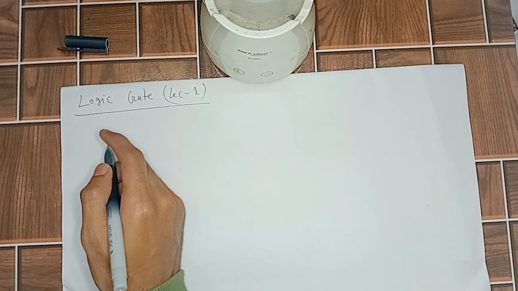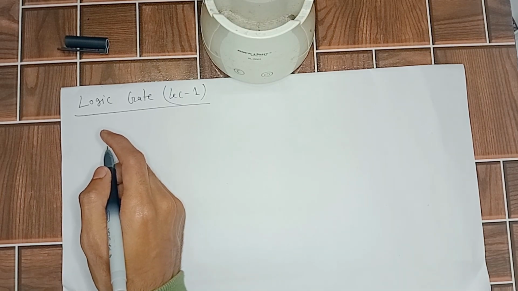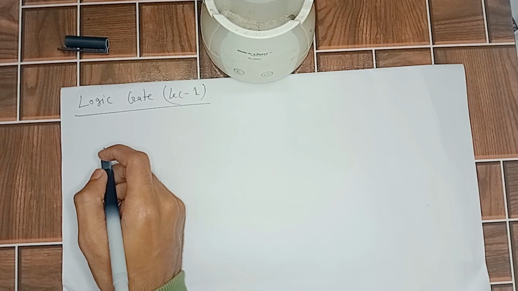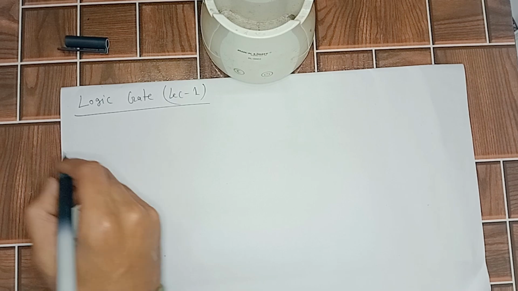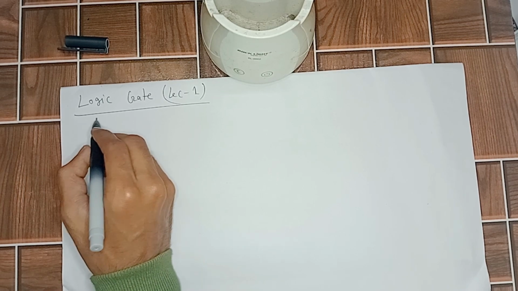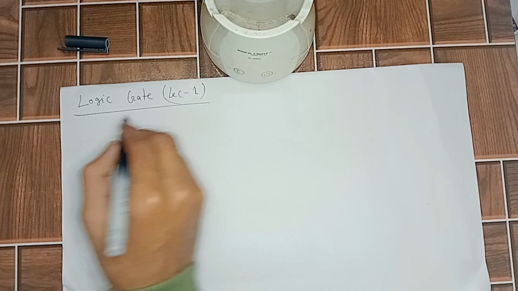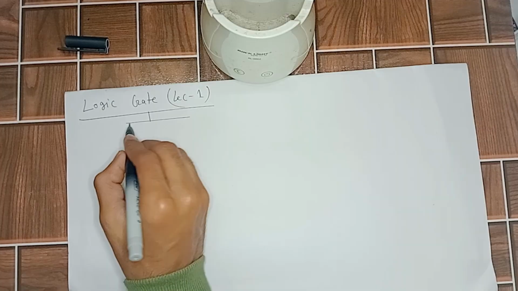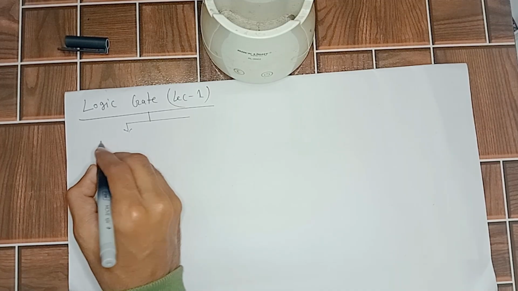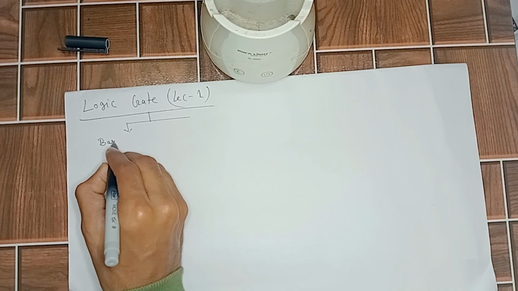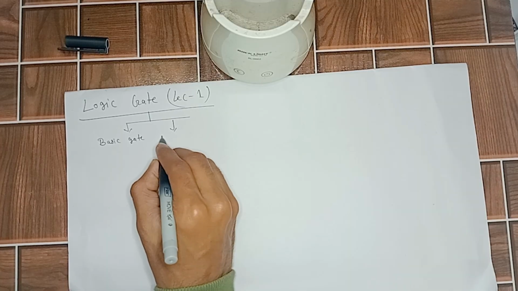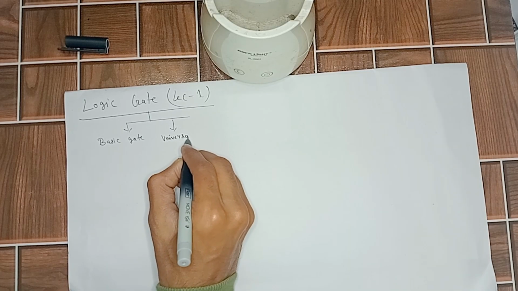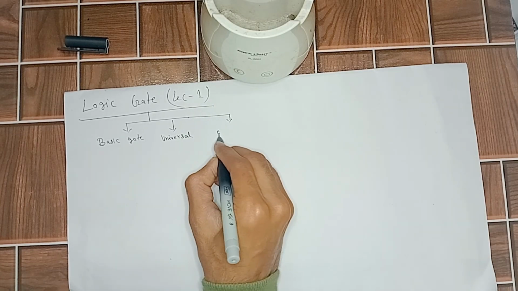So now we are in lecture 1 for logic gates, and today we will discuss its types and the diagrams for it. I will start from the classification. If we see, then we can classify it in three classes: basic, then we have universal, then we have exclusive.